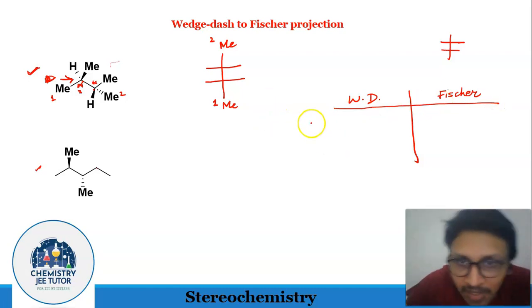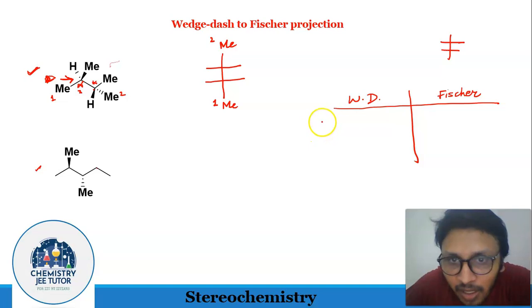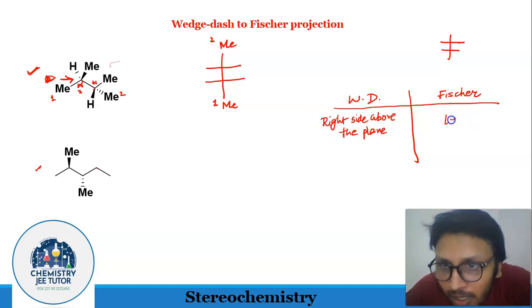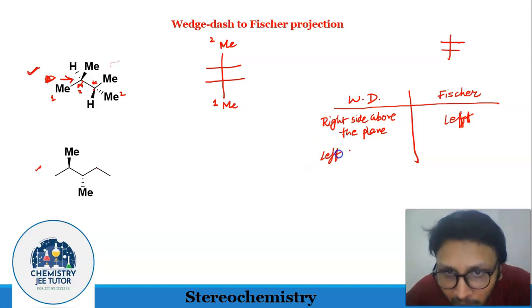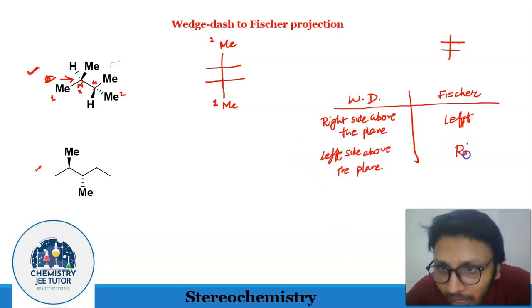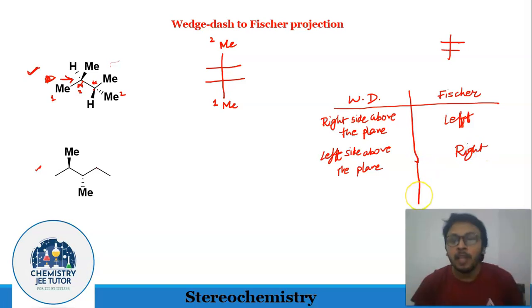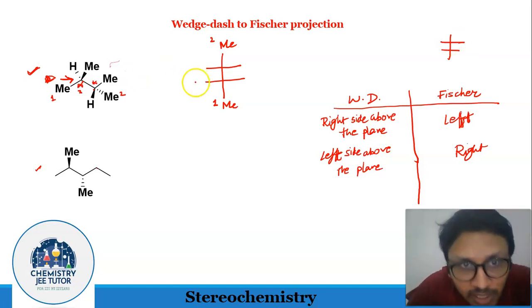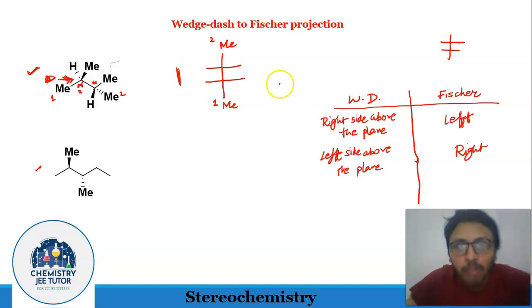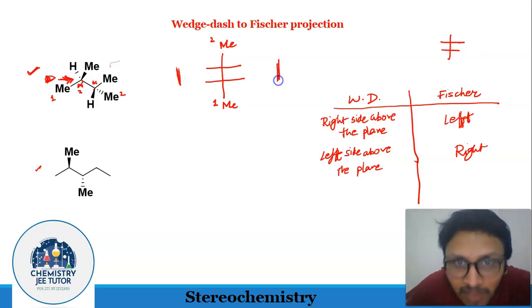What I say is, in wedge dash, a right side group above the plane goes to the left in the Fischer projection. I'll write them first, then I'll come to what this is. And a left side group above the plane goes to the right side of the Fischer projection. So right side above the plane goes to the left in the Fischer projection, meaning on this side. Left side above the plane goes to the right of the Fischer projection, meaning on this side.